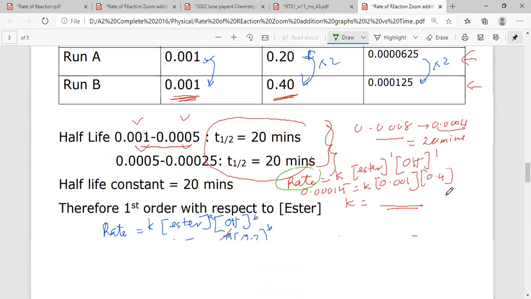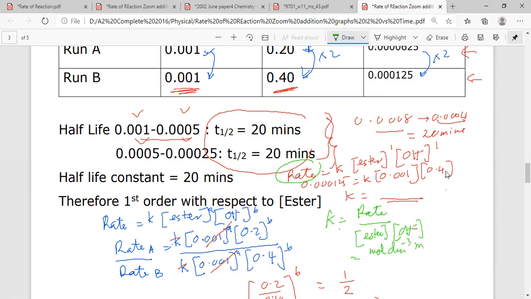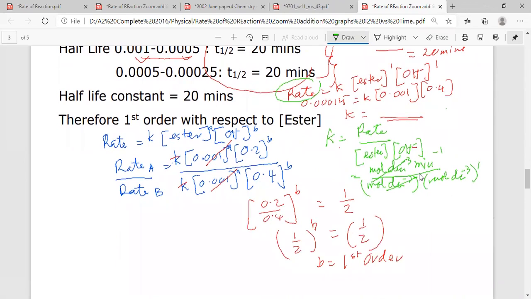Okay, mole per, okay, so here, K, remember K is equal to rate over the concentration of your ester power 1, concentration of your OH minus power 1. So actually it's equal to, put right here, mole per dm cube per minute. Over here, what's the unit for ester? Mole per dm cube. And here power 1, so mole per dm cube power 1. So it's something you can cancel off. So what's the unit for K? Very simple. So it's what? You bring this up here.